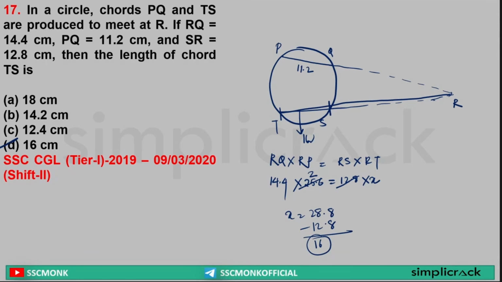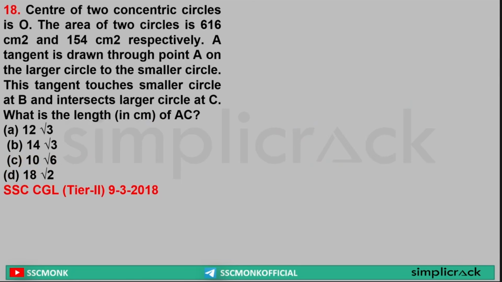Got it? So this is how you will see different sorts of questions. Next. Center of two concentric circles is O. The area of two circles is 616 centimeter square and 154 centimeter square. A tangent is drawn through point A on the larger circle to the smaller circle. This tangent touches the smaller circle at B and intersects the larger circle at C. What is the length of AC?